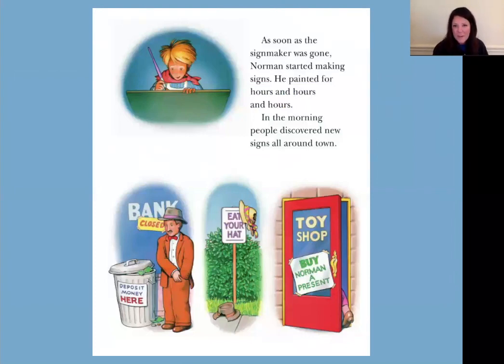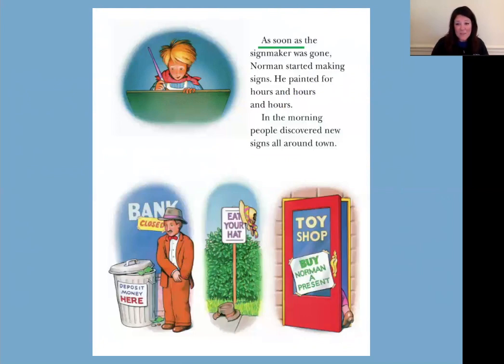As soon as the sign maker was gone, Norman started making signs. He painted for hours and hours and hours. In the morning, people discovered new signs all around town. Oh my goodness. Okay, so I noticed this phrase as I read it, as soon as. That tells me that he does something right away. And what does he do right away? Yeah, the sign maker walks out the door of the shop and he starts painting right away.